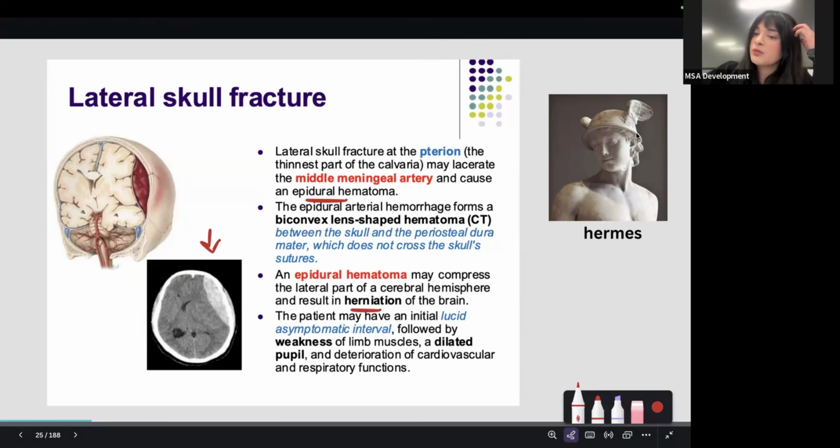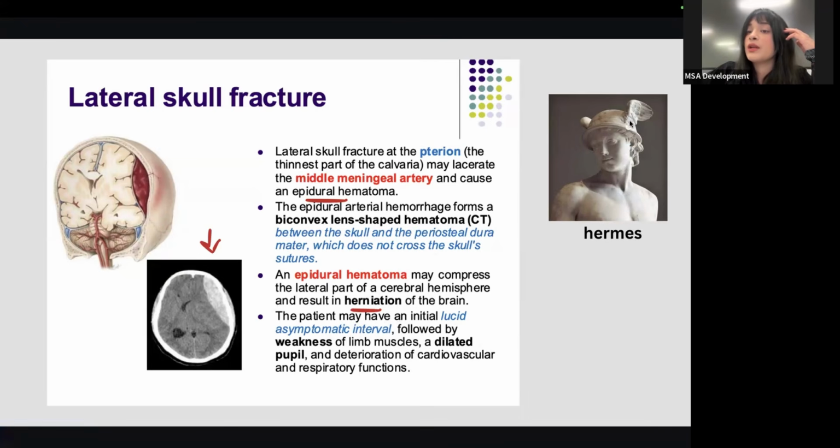So I put Hermes over here because, as you can see, he has wings on his temple, and that's where the Greek word pterion comes from. Okay, moving on. How do we move on?